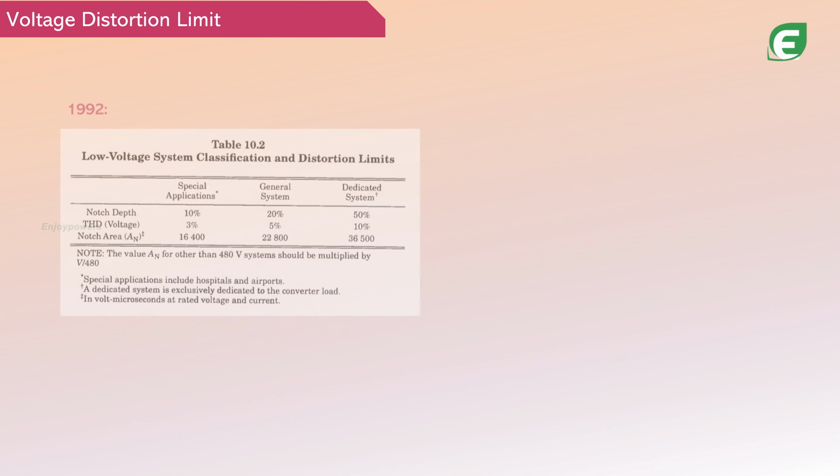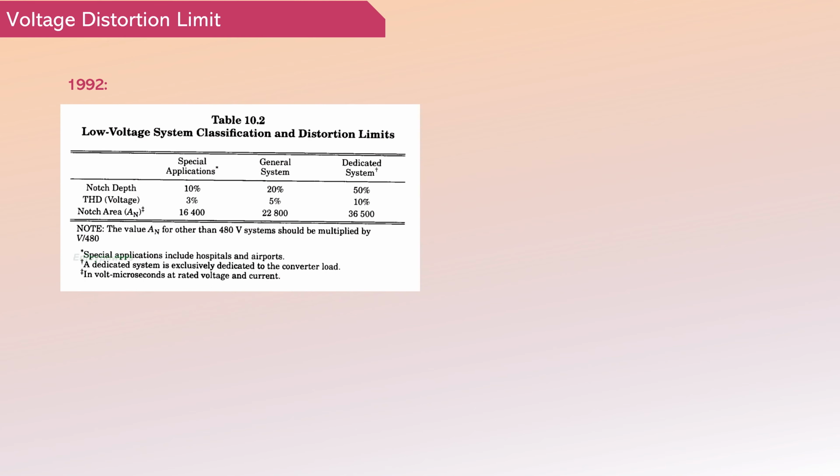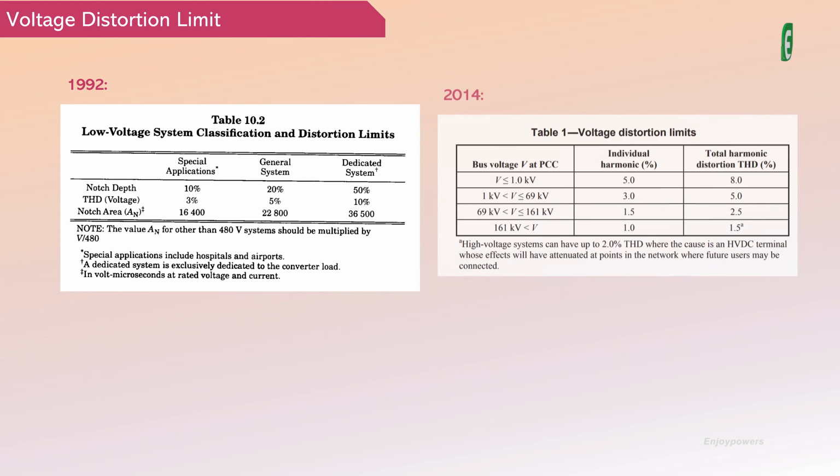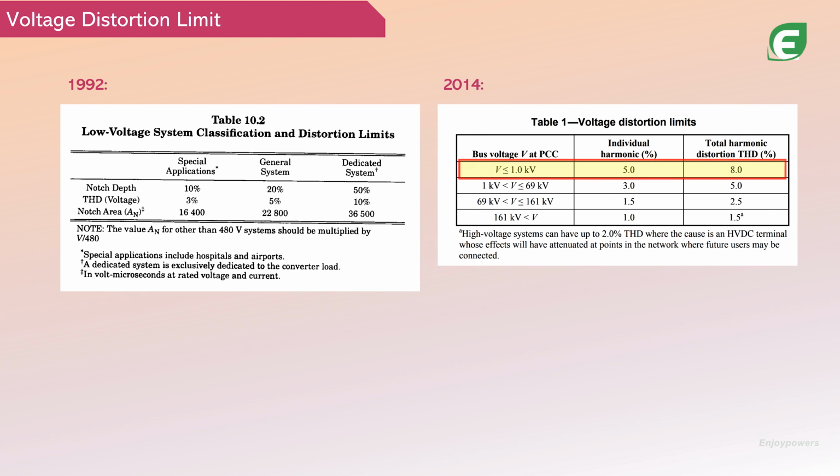5. Voltage distortion limit. In the 1992 version, 3 allowable total harmonic distortion, THD, levels were established based on system classification: special, 3%, general, 5%, and dedicated, 10%. In the 2014 version, voltage distortion limits were established based on the bus voltage at the PCC, ranging from 8% for V less than or equal to 1.0 kV. The 2014 version approach enhances practicality.